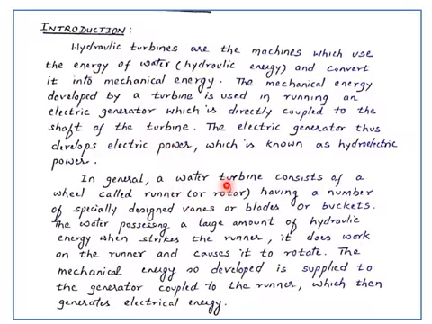In general, a water turbine consists of a wheel, which is also known as a rotor or a runner, having a number of specially designed vanes, buckets or blades mounted on the periphery of that runner. The water, possessing a large amount of hydraulic energy, when it strikes the runner, does work on the runner and causes it to rotate. This mechanical energy which is developed is supplied to the generator, which is coupled to the runner, and which then generates electrical energy. This is how the electrical energy is developed, which we'll discuss in detail in further slides.